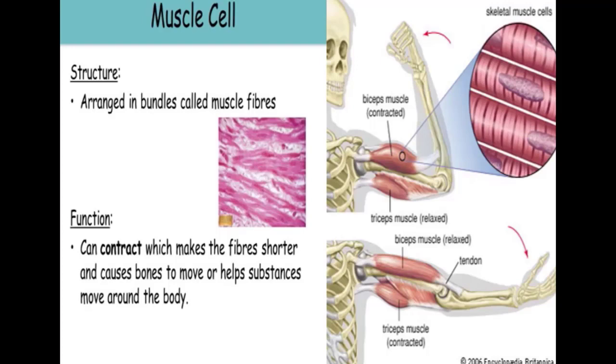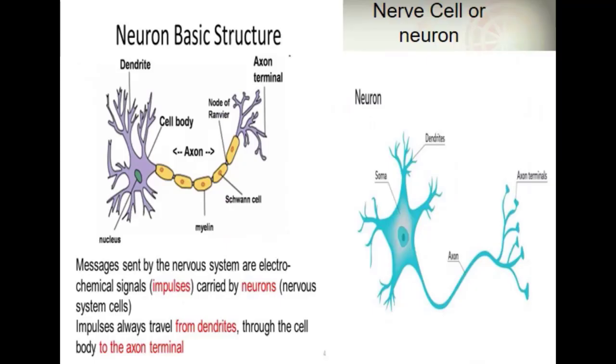I will show you more pictures and videos when we discuss the muscular system. Right now, just understand the muscle is a type of cell and they are present in your skeletal system. They help you to move. The next one is the nerve cell or the neuron. It helps you to take the signals from your brain to other parts of the body, and from other parts of the body to your brain.